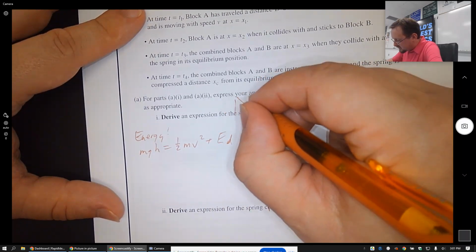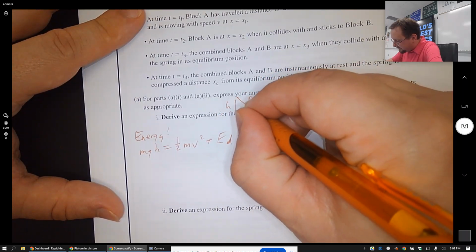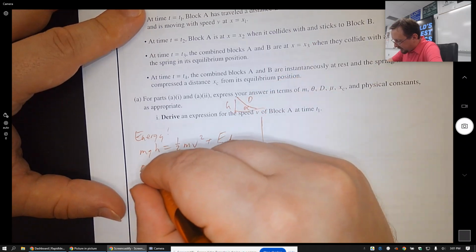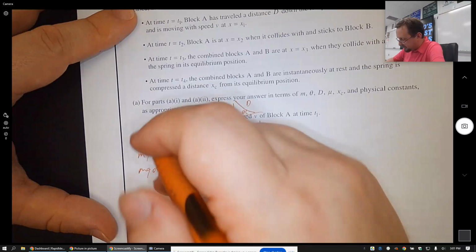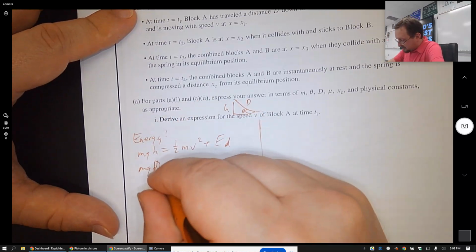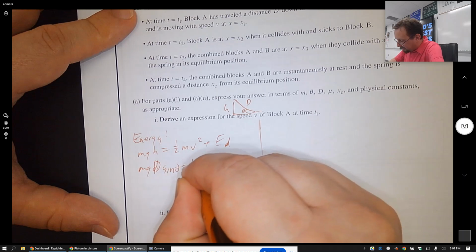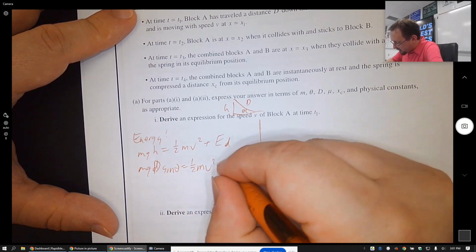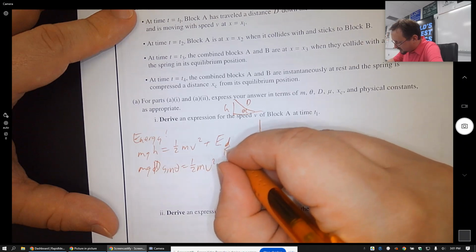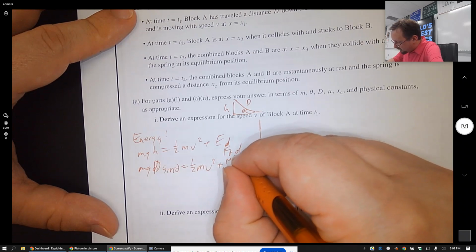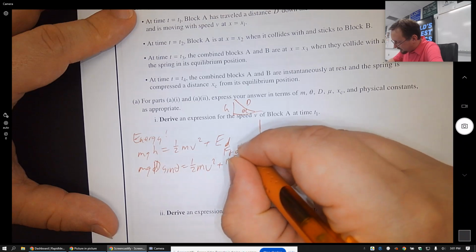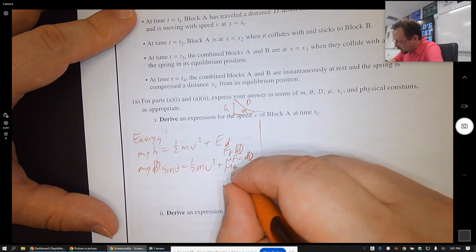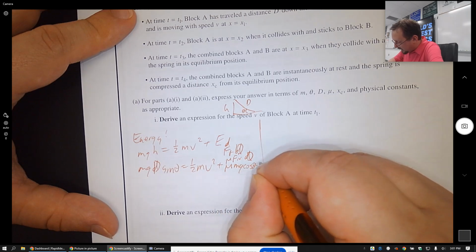The h would be D sine theta. So mgD, was that capital D? Yeah, D sine theta equals 1/2 mv squared. And then energy dissipated would be friction force times distance, which is mu times normal force times distance, capital D, which will be mu mg cosine theta times distance.